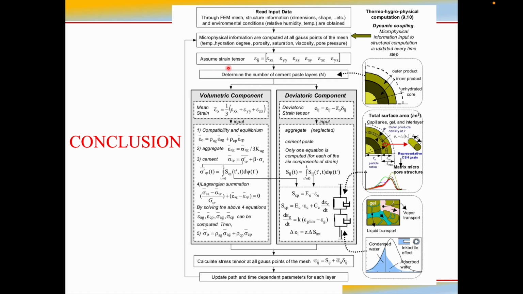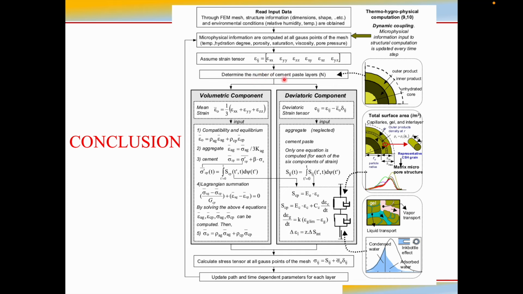Then we need to assume the strain tensor, which looks like this. You can understand that this is the strain on the x plane, this is the strain on the y plane, this is the strain on the z plane, and this one is the strain on the shear plane, or shear component.